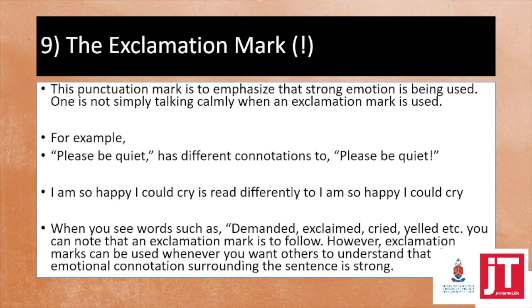Now we are going to move on to the exclamation mark. It looks like so. Okay, this is what an exclamation mark looks like. Let me draw one on the side for us. It is a line and a dot. This is a punctuation mark which needs to be associated with strong emotion. It is used to emphasize that strong emotion is being used. One is not simply talking calmly when an exclamation mark is being used.